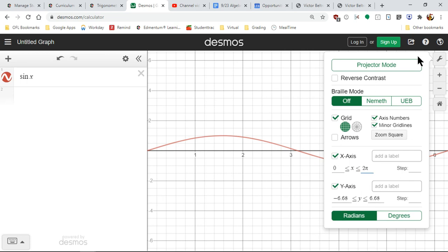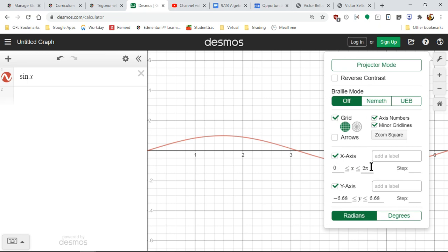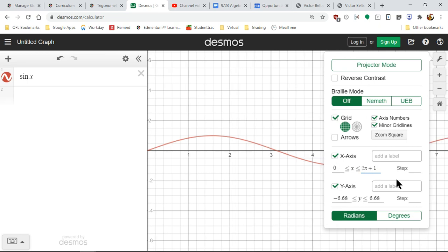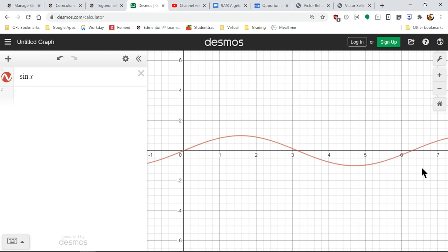If I type in pi, it actually changes it to 2 pi. And we can see that's perfectly there. It perfectly starts right at that 0. If you want to be a little more specific, what you can do is give it one more room on both sides. Because I gave it one extra room, we can totally see that it fits.